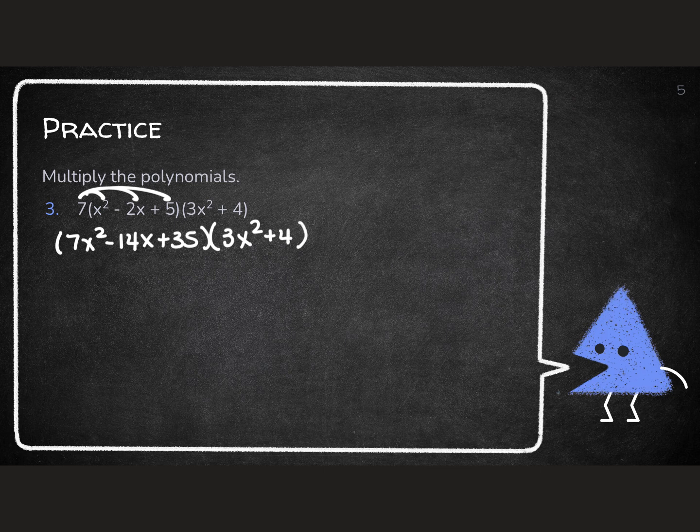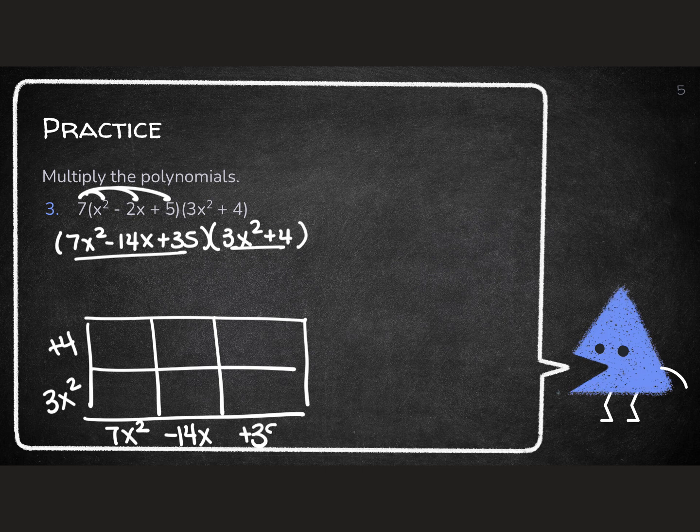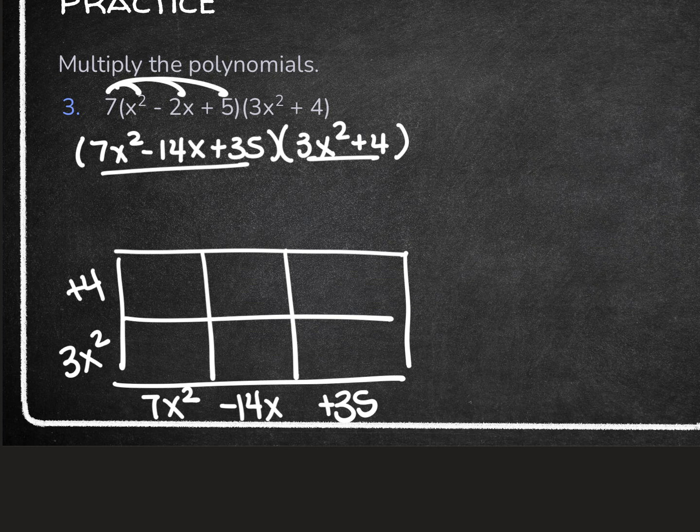Now I have my two sets of parentheses. I have a 3 by 2. So it's the same idea. I'm still going to create it the same direction, okay? So I'm still going to create this box that looks like this. But what's going to happen is the 2 piece has to be on the 2 sides. So this 3x squared and this positive 4 have to be on the side. Then I have a 7x squared minus 14x plus 35 that I'm going to put on the bottom. So now we're just at the point where we're multiplying the outsides to get the insides.